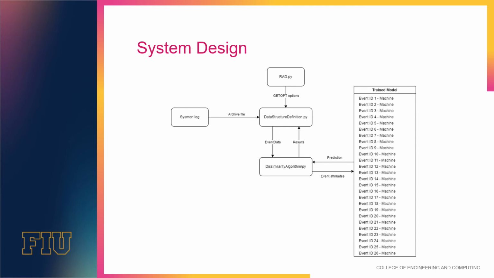The third part, the dissimilarity algorithm, takes each event individually and determines its dissimilarity from all other events that it's seen before. The last part, the model definition, contains modes for each unique event that the algorithm has seen before. It is separated into 26 distinct partitions, one for each event ID defined by the Sysmon application.